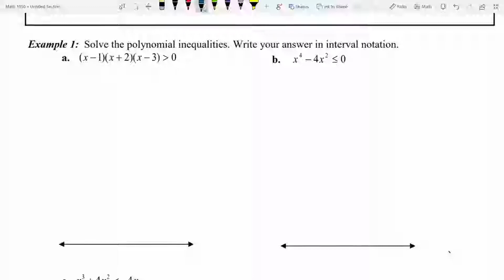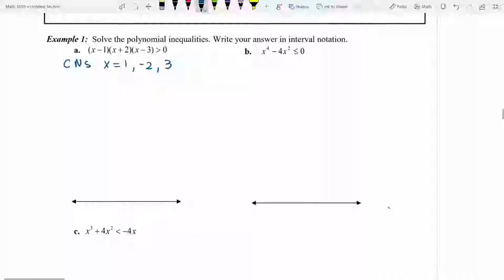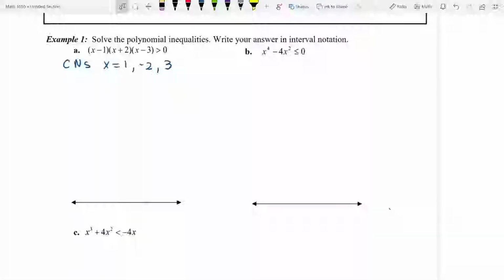What is step 1? 0, right? Step 2, what is it? Factor. Both of those are done. What is step 3, everybody? Critical numbers. Okay, so everybody put CNs, and then I want you to put x equals 1, -2, and +3. Yesterday, last time we had quadratics. Now this is a cubic. Who cares? It's the same process. It doesn't matter if it's 2 or 3 or 4 or 7. It's always going to be the same process, okay?